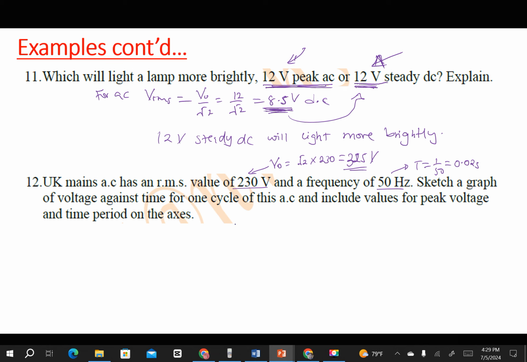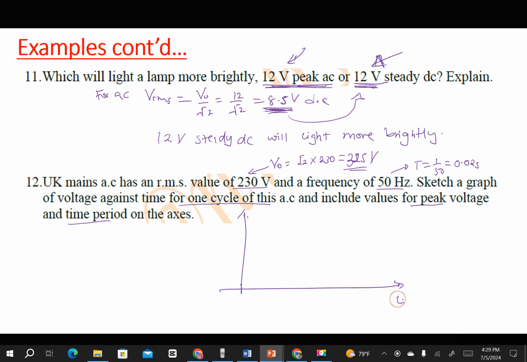They want just one cycle of the AC, including the peak voltage and the period. So I'll sketch this easily. You can sketch a better graph. This is going to be voltage against time. So the peak voltage is 325.